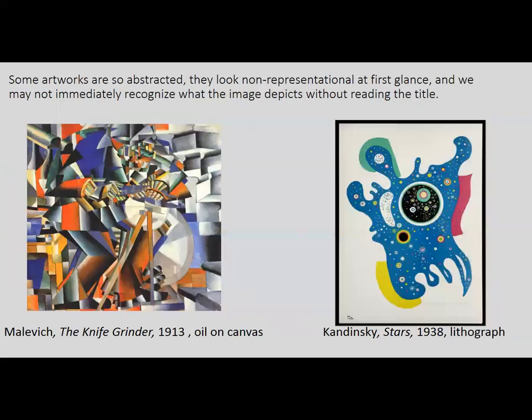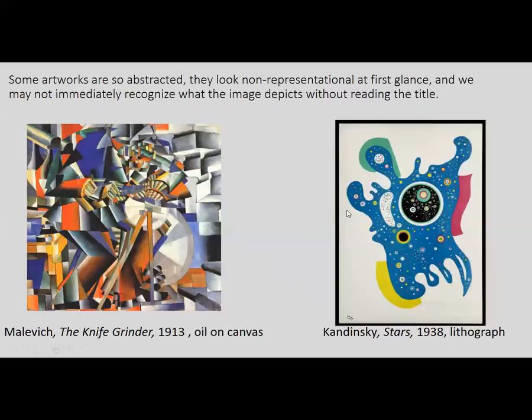And some artworks are so abstracted, they look non-representational at first glance. So we talked about Malevich's Knife Grinder a little bit in the chapter. This is on the left. This is one of those Cubo-Futuristic paintings that a lot of people adopted the style of in Russia at the time. And this knife grinder, he's there if you really look, but it's just been made into these exaggerated and fragmented shapes and colors.